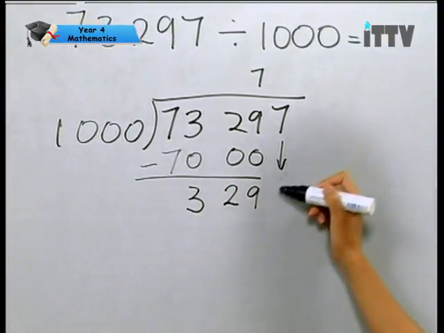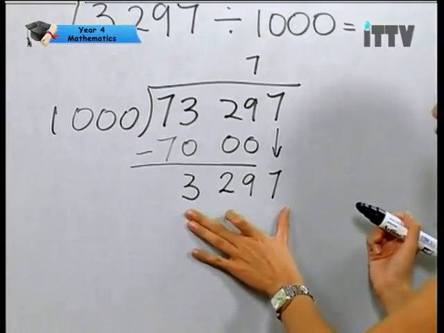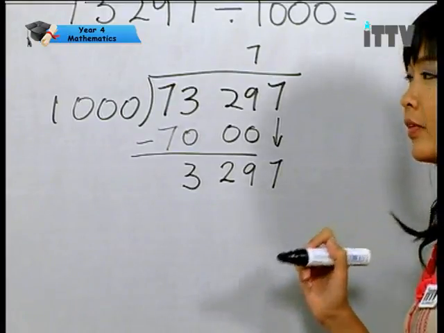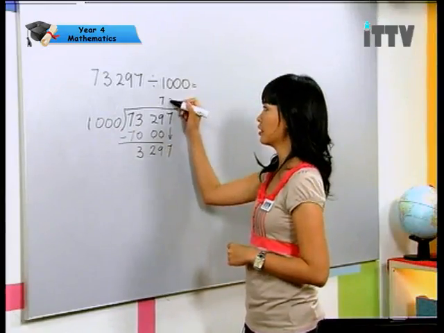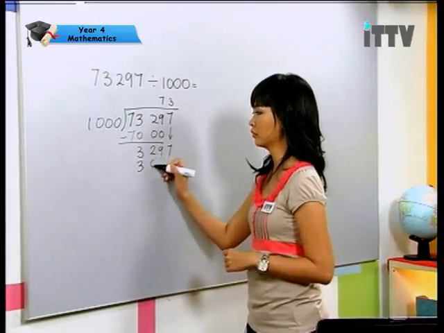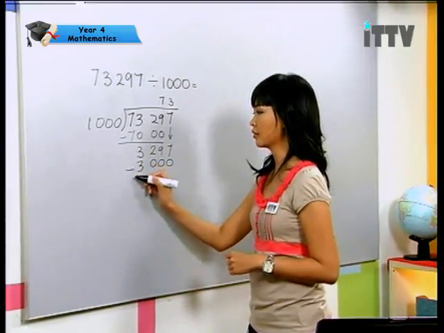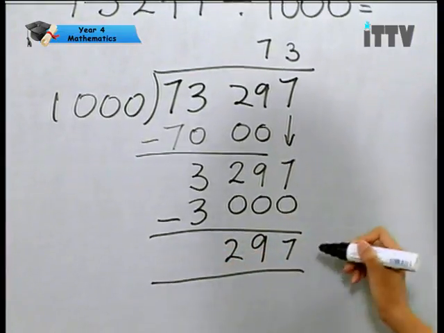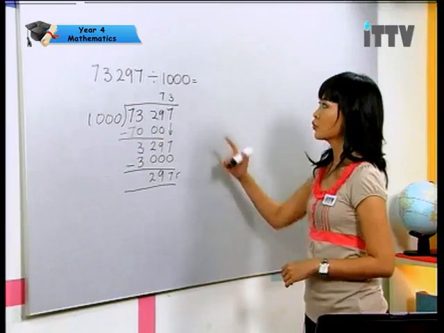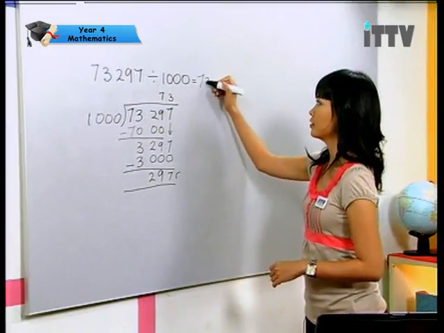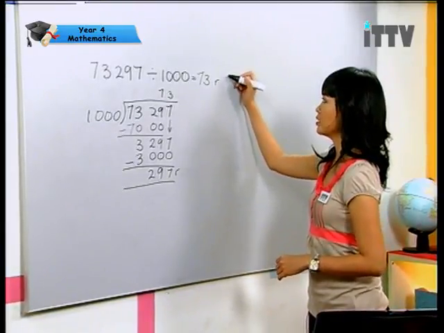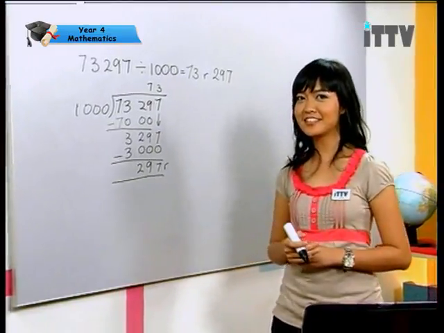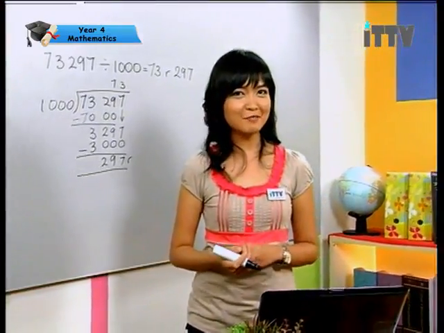And then we bring down. 3,297 divided by 1,000. 3 times 1,000 is 3,000. Subtract. So here we have the remainder. We use R to represent it. So we have our answer: 73 with remainder of 297. It's quite easy, isn't it? Now let's move on.